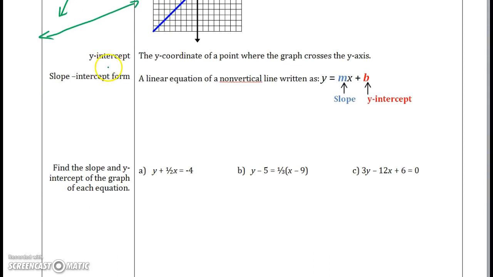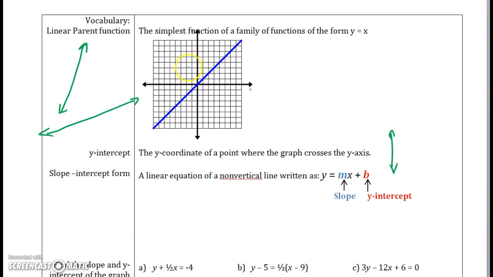A little more vocabulary. Y-intercept. That's the coordinate of a point where the graph crosses the y-axis. So the y-axis is the one that goes up and down like this. And then your y-intercept is where your graph crosses this line, the vertical line. It's always going to be a coordinate, and the first part of it's going to be 0, comma, whatever the y-intercept is, so we're going to call it b. 0, b. So whatever the point is along this line.